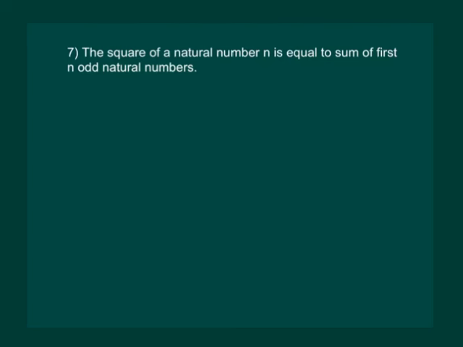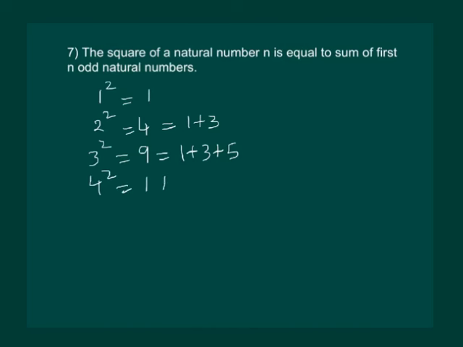Let us see 1 square. 1 square is equal to 1. 2 square, which is equal to 4, can be written as 1 plus 3. 3 square is equal to 9. That is equal to 1 plus 3 plus 5. 4 square can be written as 1 plus 3 plus 5 plus 7.